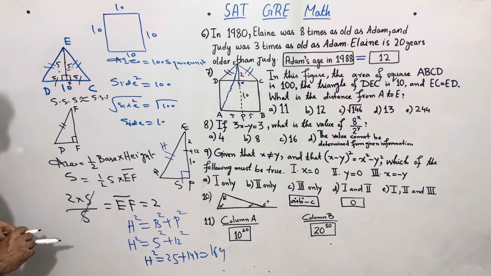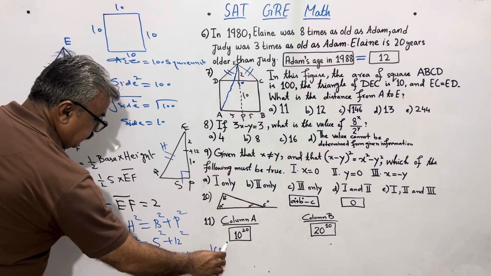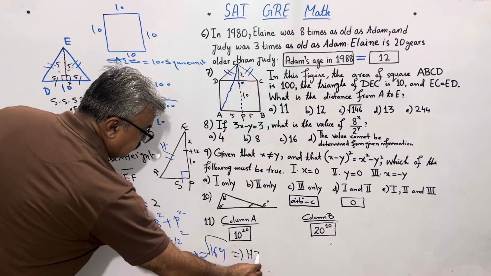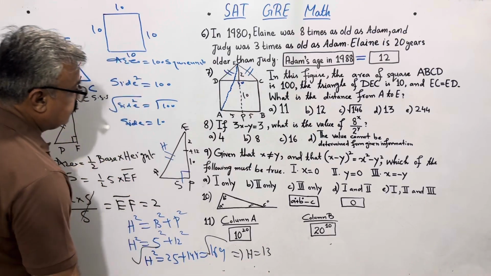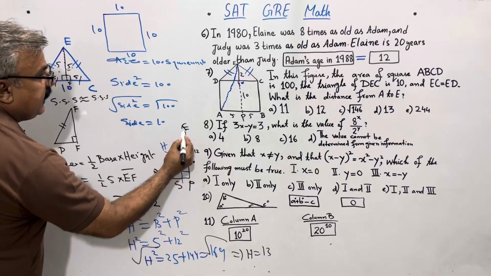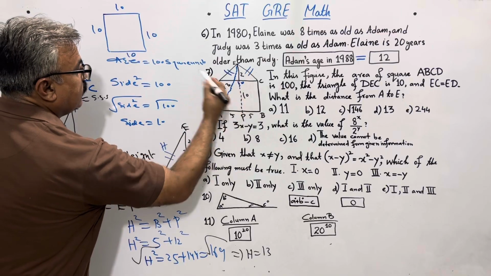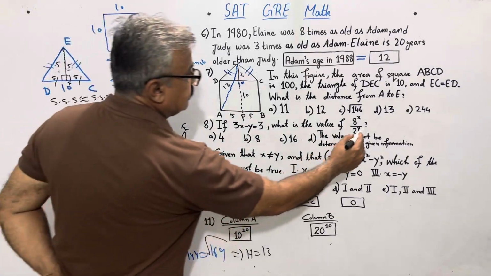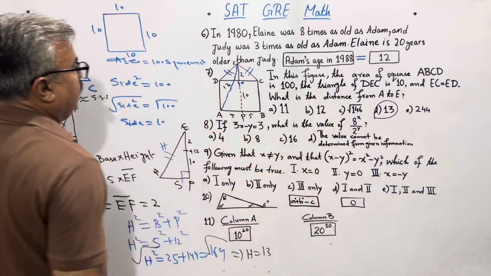Taking the square root, we have hypotenuse equal to 13 units. So our AE is 13 units. That is our answer.